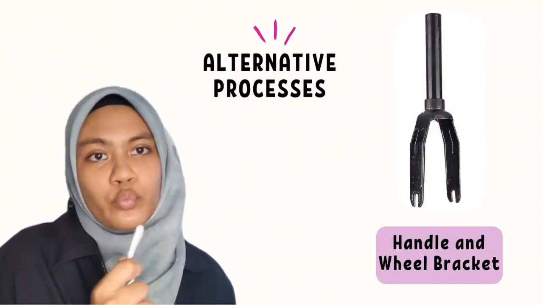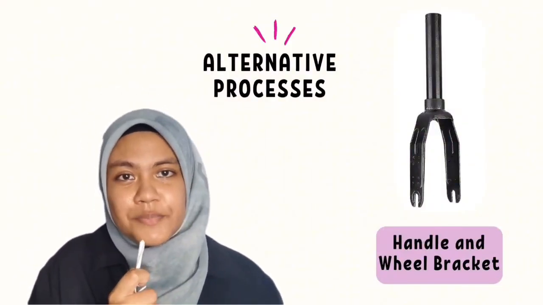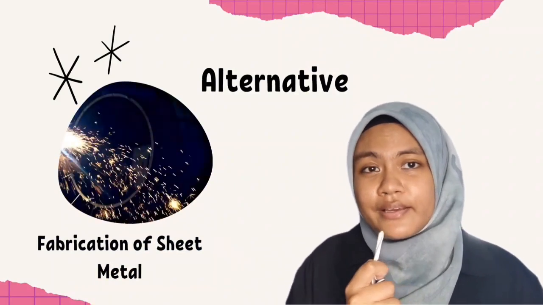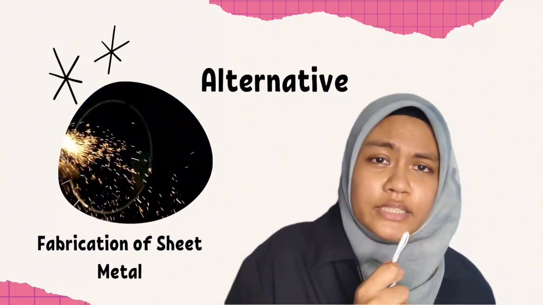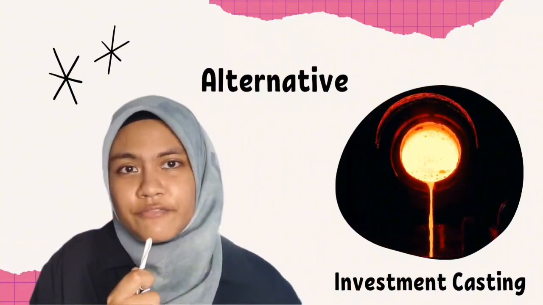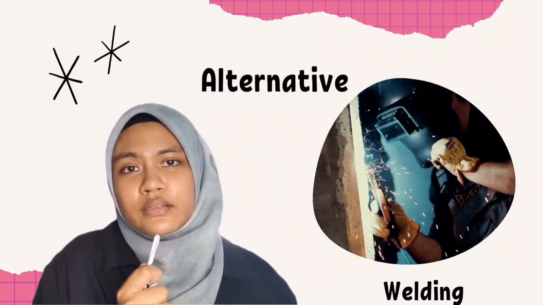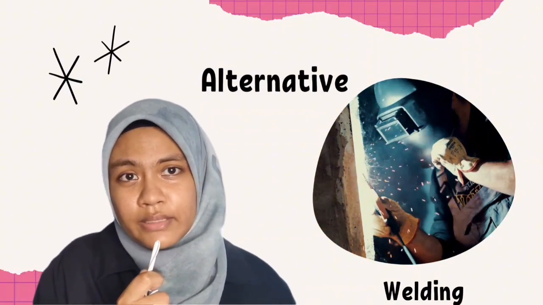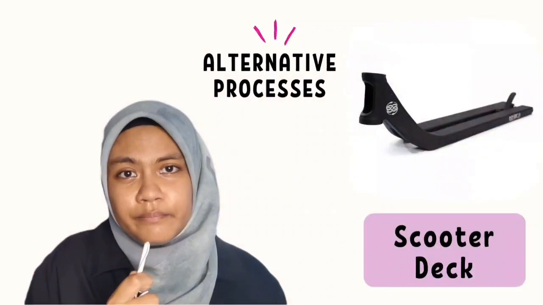Next is the handle and wheel bracket. The first alternative is by using fabrication of sheet metal. Sheet metal is capable of being bent and cut into brackets. The second alternative is by using investment casting for intricate design with high quality surface polish. The third alternative is by using welding. As an alternative to custom designs, combining metal cutouts or forms can be done.